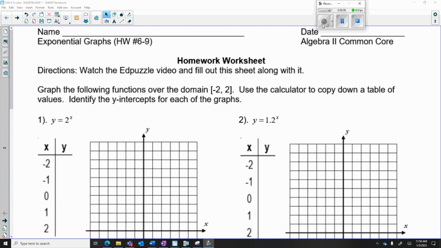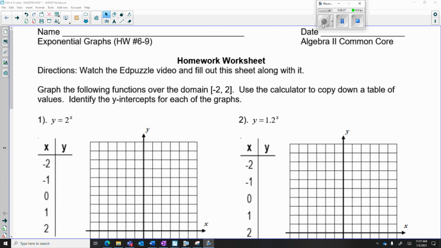All right, guys, this video is going to correspond with homework 6-9, and we're going to start to introduce the exponential function and its graph. So far we have talked about laws of exponents, and we've talked a little bit about manipulating and solving equations involving exponents, but now we're going to get into actually looking at the graph of the exponential function.